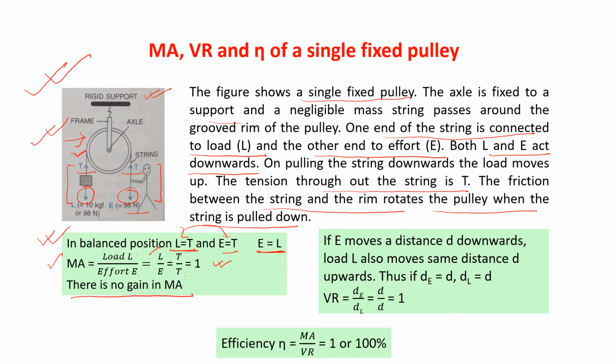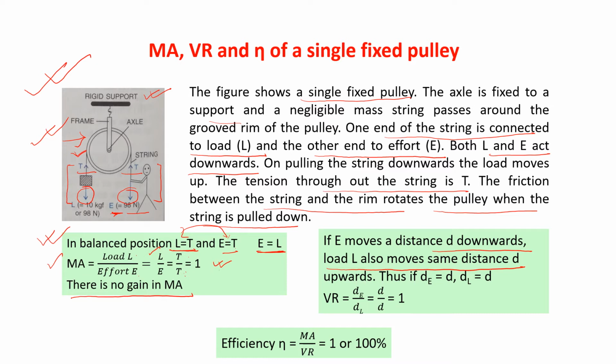So why are we using this type of pulley? This type of pulley is used to change the direction of the effort. That means we are pulling the rope in the downward direction and the load moves up. If the effort moves a distance d downward, the load also moves the same distance d but in the upward direction.